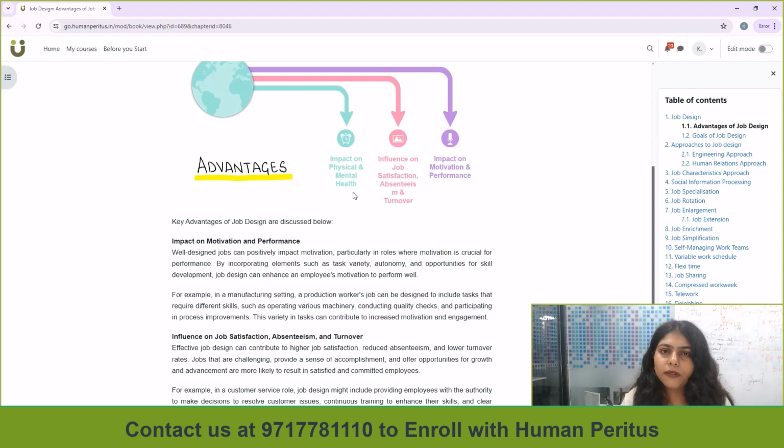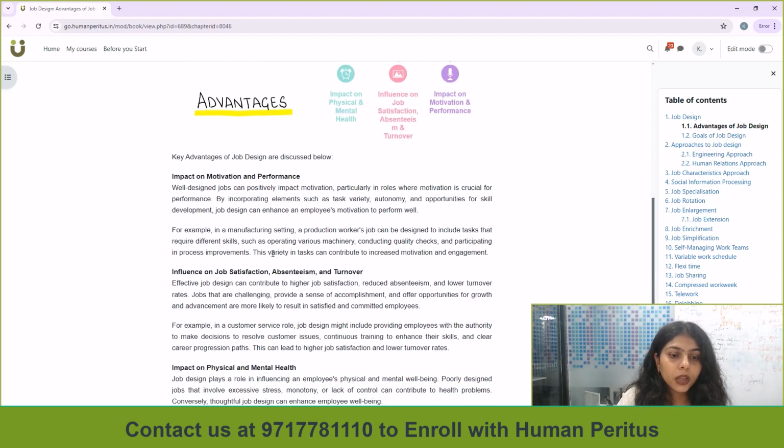Then we have what are the advantages of job design. First, impact on motivation and performance. Of course the jobs are designed in a way that the employee feels more valuable now more than ever. You're giving them a variety of tasks, you're giving them freedom in their work, so they feel a sense of satisfaction with themselves. Then you give them a chance to upskill themselves, so skill development is a factor. So employees' motivation and performance gradually increases.